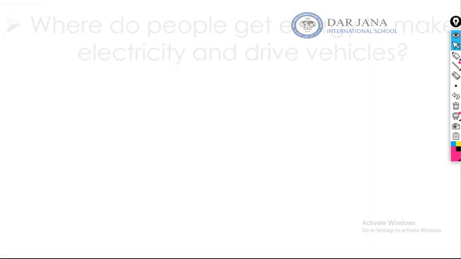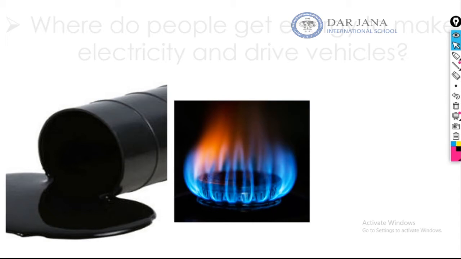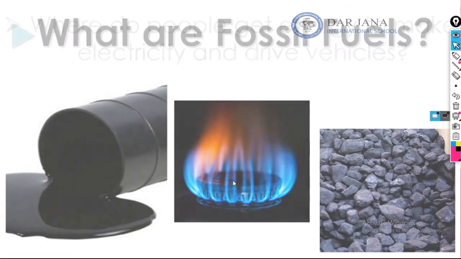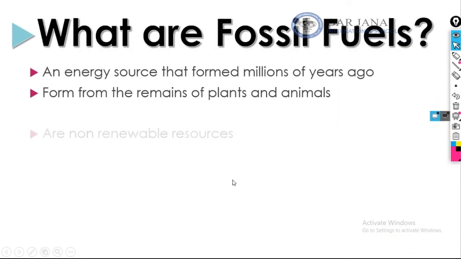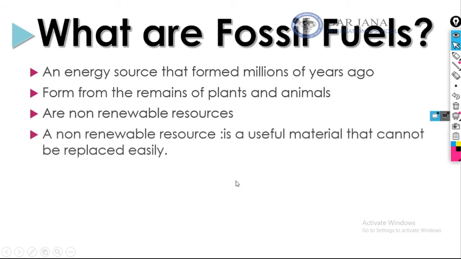Let's move to the second part, which is about the fossil fuels. Here we should ask ourselves, where do people get energy to make electricity and drive vehicles? Simply, the answer is fossil fuels. Most of it comes from fossil fuels such as coal, oil, and natural gas. A fossil fuel is an energy source that formed millions of years ago. Fossil fuels form from the remains of dead plants and dead animals.